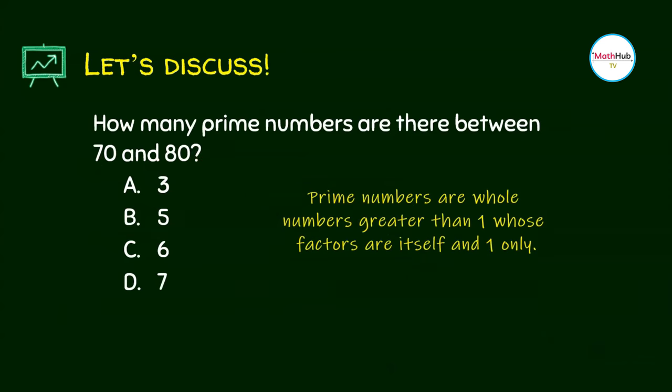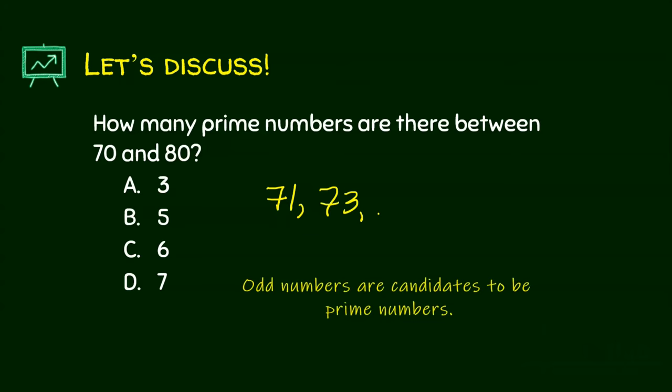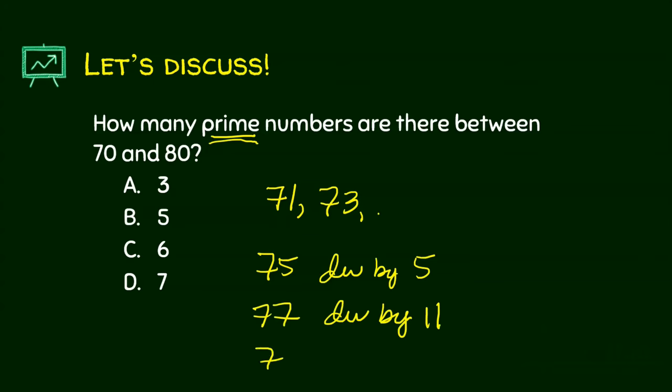So it's really just a matter of listing prime numbers. So we have 71. It cannot be 72. 72 is divisible by 3, right? 73. We are just looking at the odd numbers. They're candidates for prime numbers. 75. No, this is divisible by 5. 77. This is divisible by 11. 79. Yeah. So the answer is letter A.